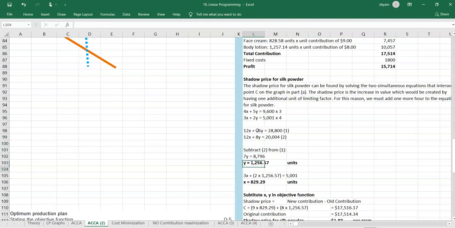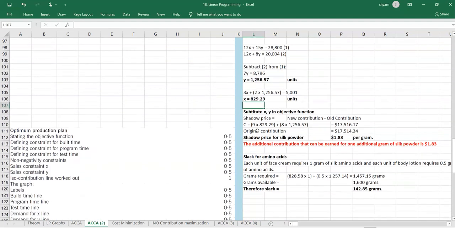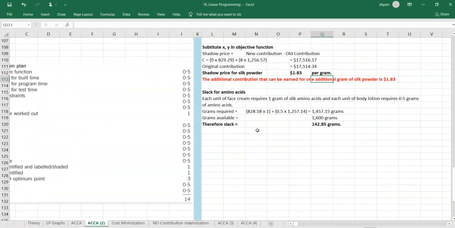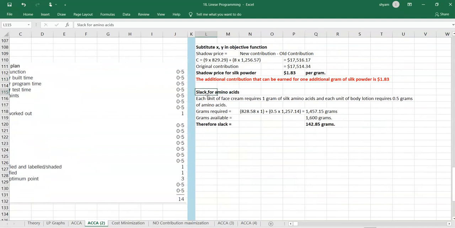Then solve them, again find out x and y. Now again substitute it in the contribution and find out the new contribution. Your contribution will increase, it has to increase. Your new contribution will be higher than the old contribution. If it is not, then you have done the sum wrongly. How to interpret the answer? If the shadow price for silk powder comes to 1.83, it is per gram only. Per gram you are making that profit. That's how the shadow price works.